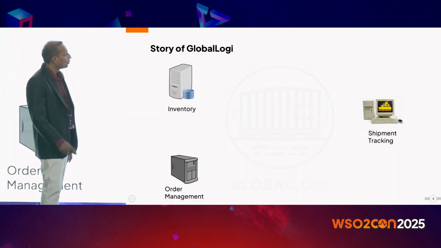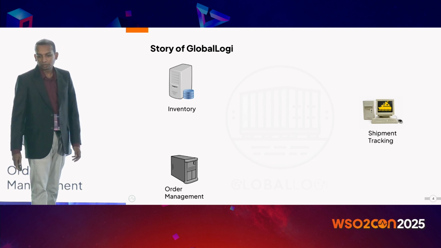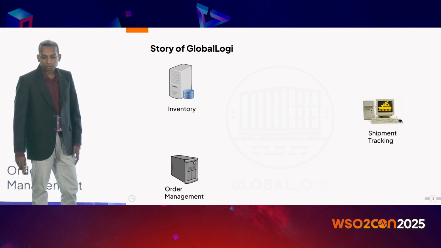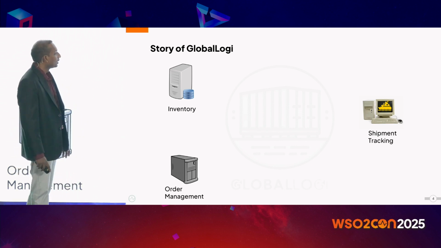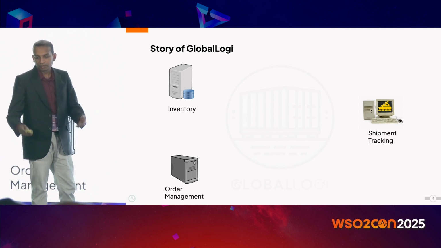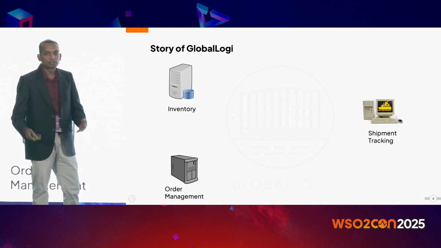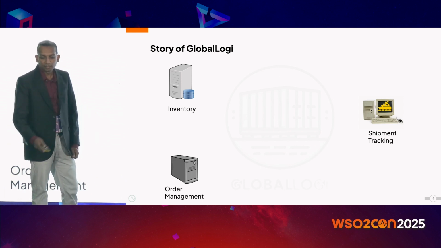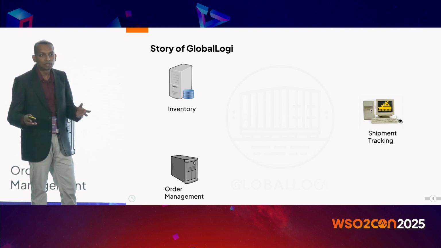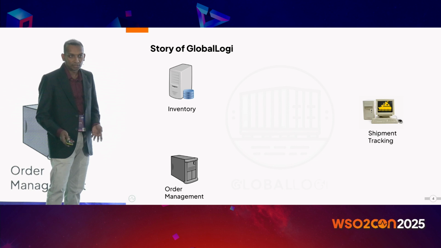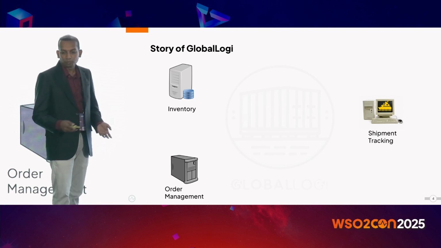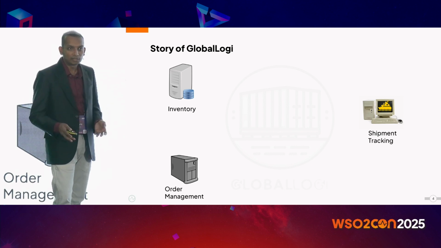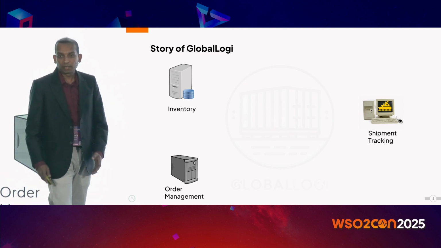This Global Logi has been around for some time, so they have a bunch of legacy systems. Think about a setup where you have a system for doing inventory, another separate system for doing shipment tracking, and another system for doing order management. These are isolated systems that don't talk to each other. Sometimes it's a headache even for their employees to get something done because these are not interconnected. They are working in isolation.